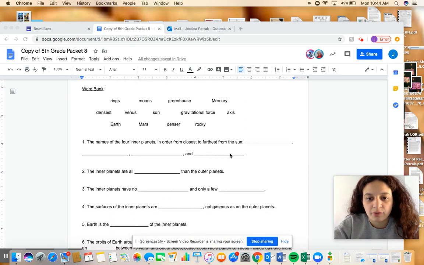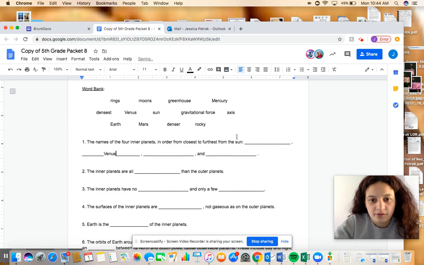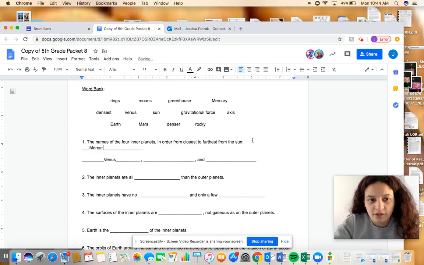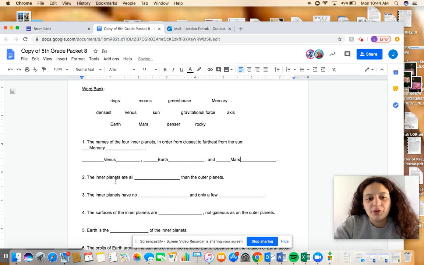So go back to number 1. We would type in Mercury, Venus, Earth, and Mars. The inner planets are all blank than the outer planets.